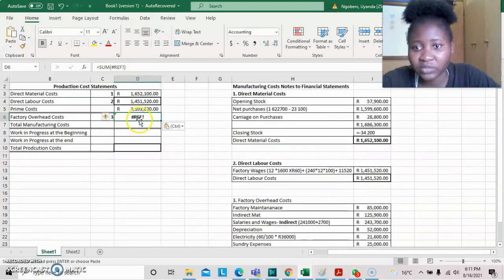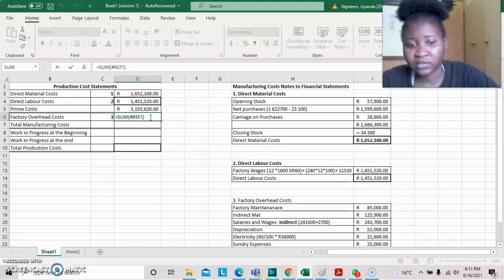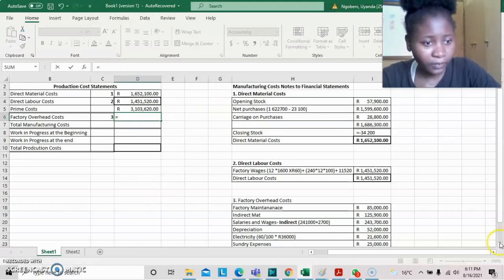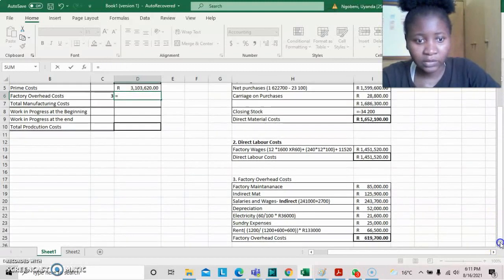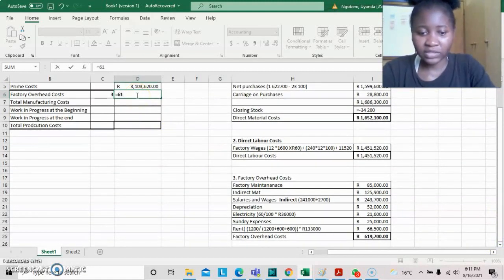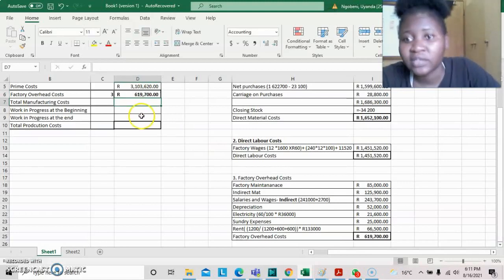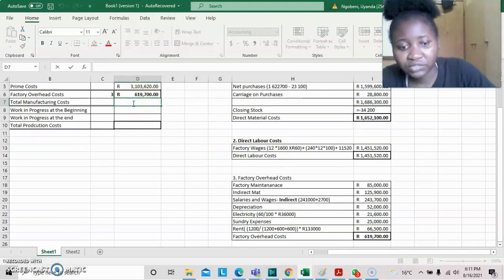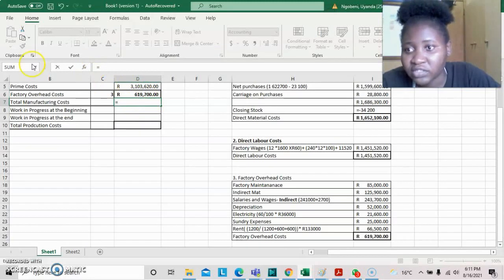Wow, it doesn't want to work out. So how much was it? That's 619,700. And then now total manufacturing cost. Total manufacturing cost should be a sum of these two.